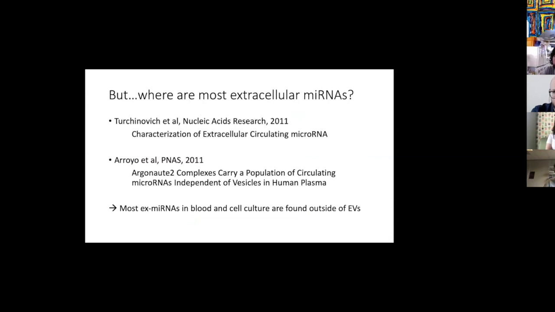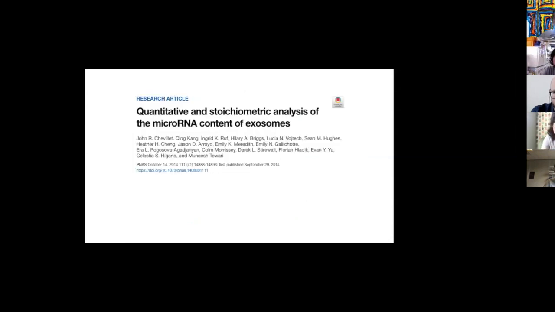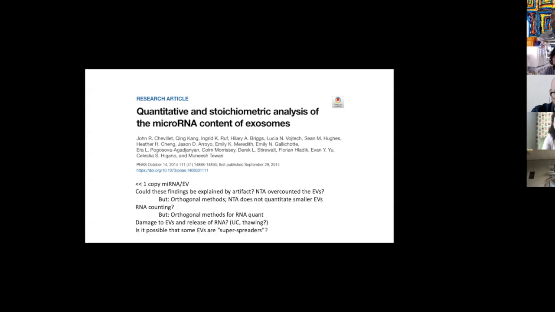Then we also had a paper from Muneesh Tewari's lab from 2014, where they tried to look at the stoichiometry of microRNAs and EVs. And what did they find? They reported that there's typically a lot less than one copy per EV. In fact, for any given microRNA, you might have to look at 10,000 EVs before you find one copy of that microRNA. Of course, again, depending on abundance.